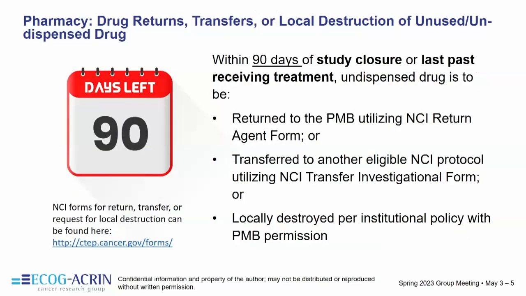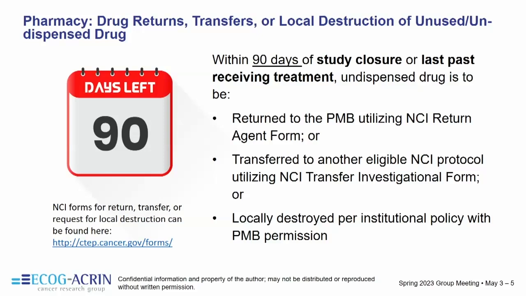Okay. So now for just some quick reminders for pharmacy. When your study closes, the magic number is 90 days. You have 90 days to do something with that drug, and it could be various things we'll talk about. If you still have patients who are receiving treatment at the date of study closure, you have 90 days until that last patient on trial has received treatment.